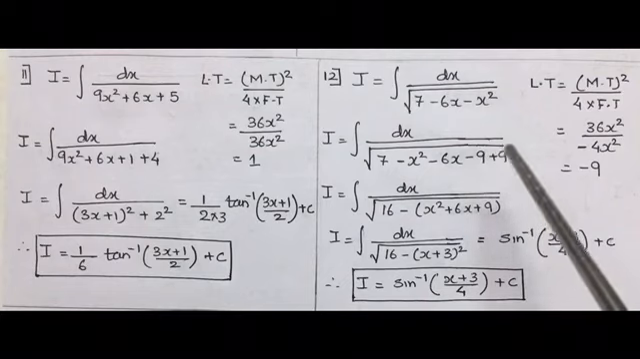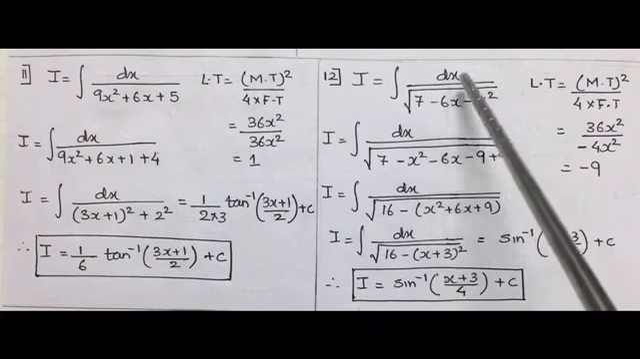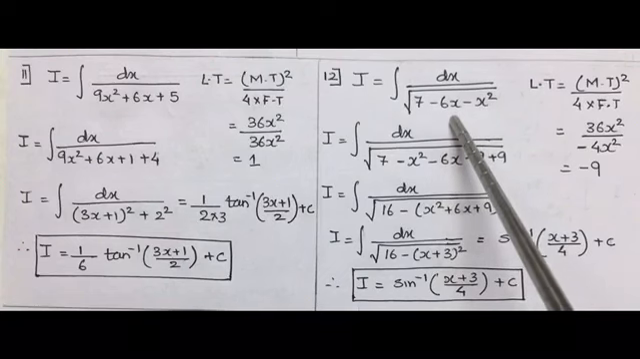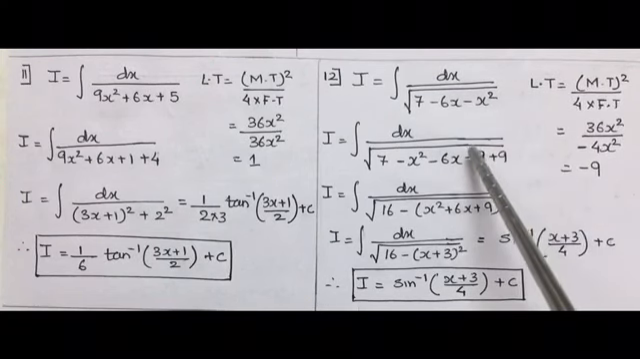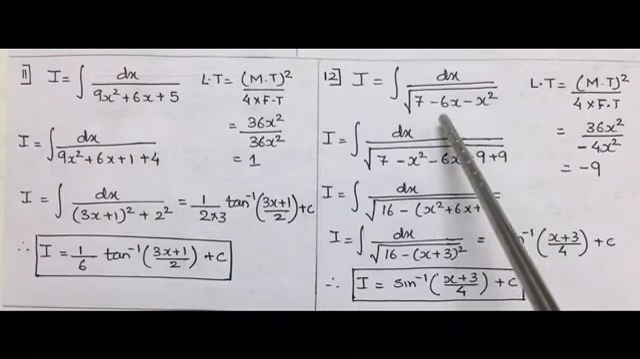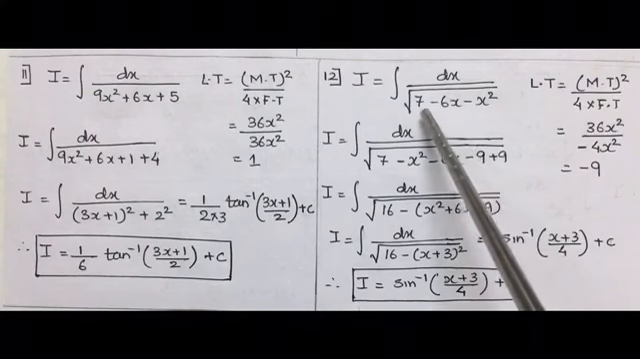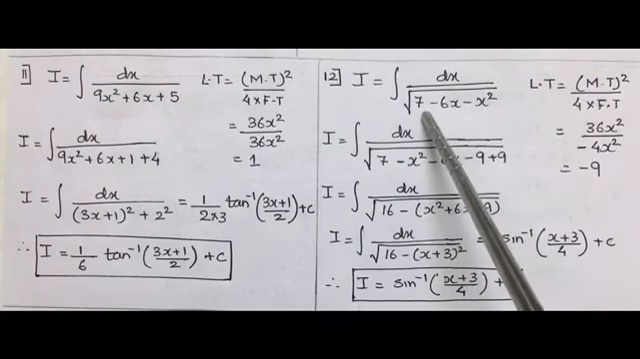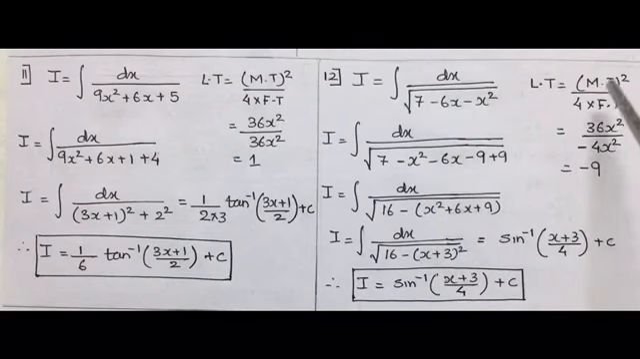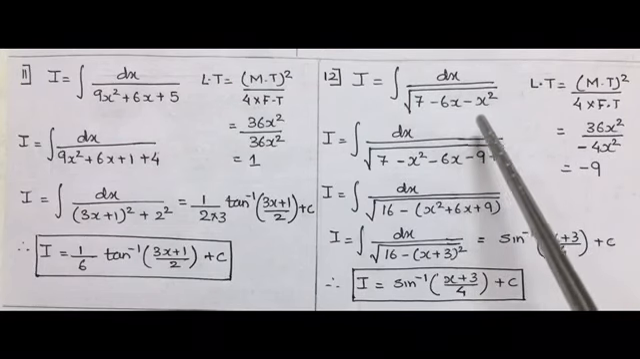Question number 12. Integration dx upon under root 7 minus 6x minus x square. So again it is not given in the form of a square minus x square. So we have to again adjust the last term. The last term over here is 7, which is to be adjusted to convert it into a perfect square.